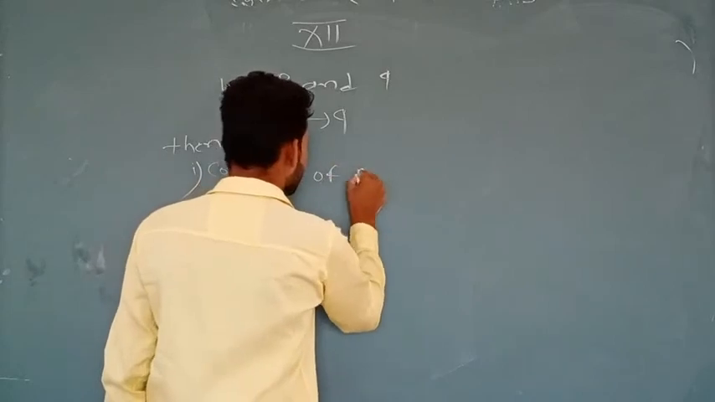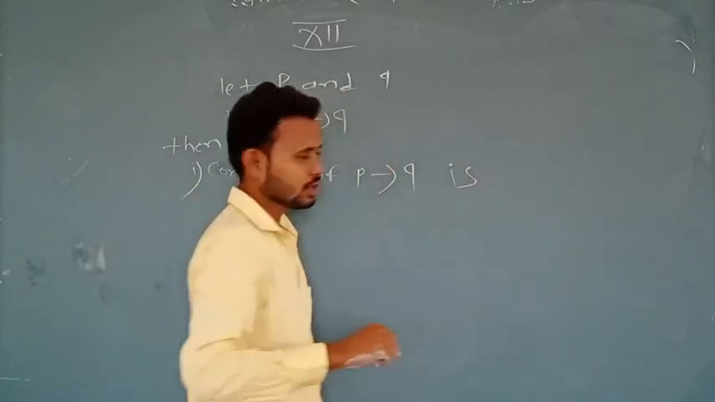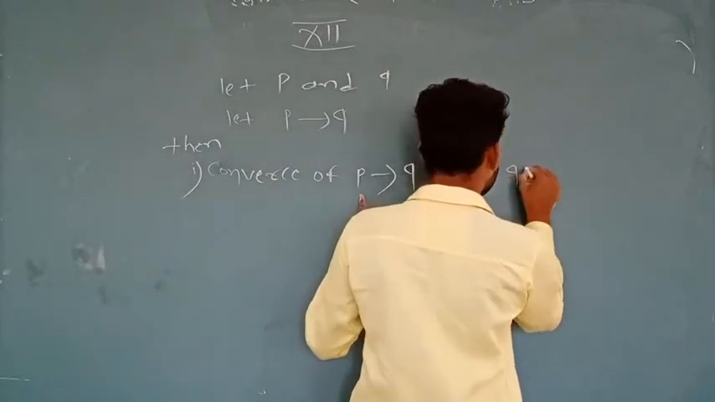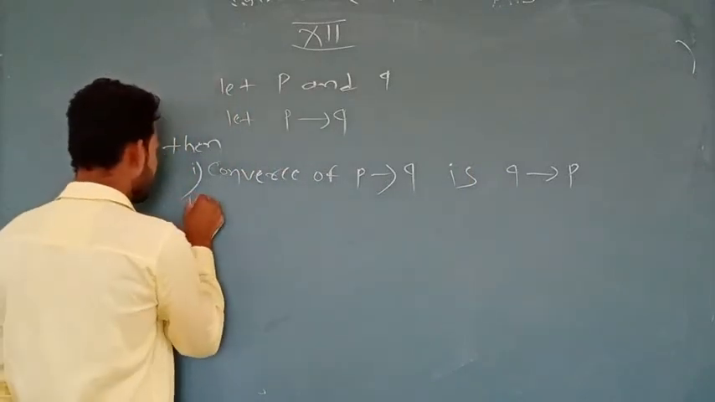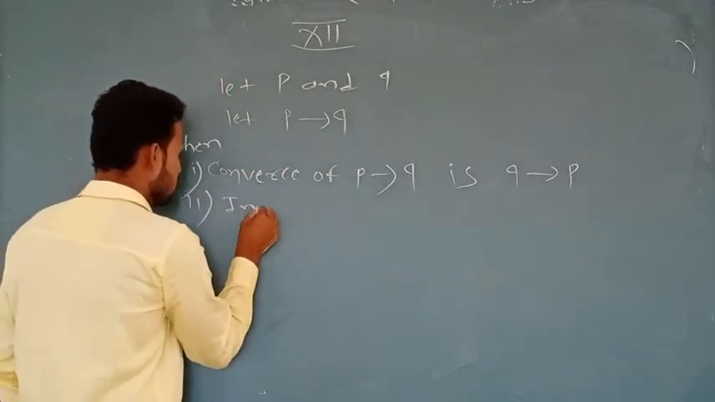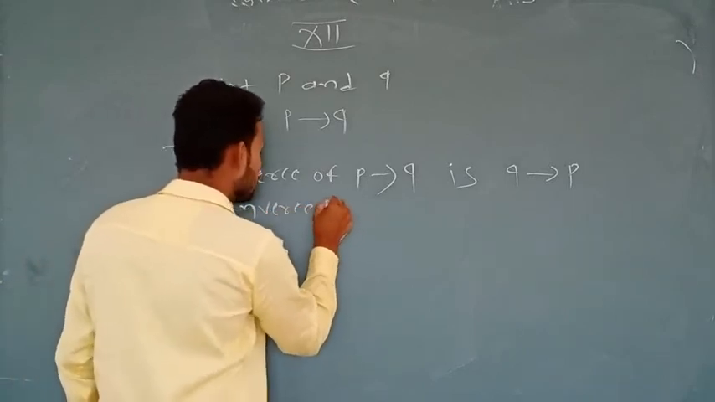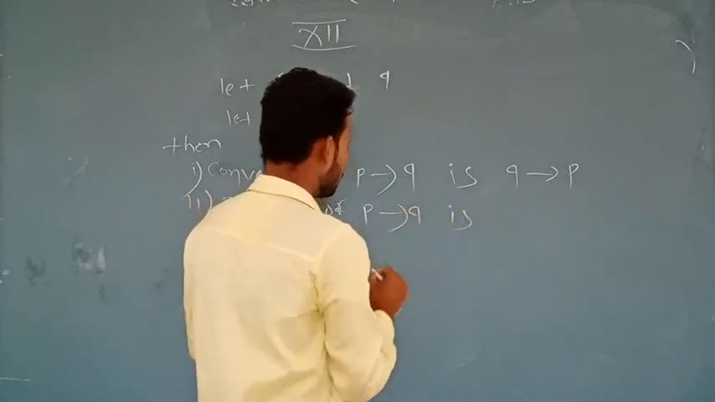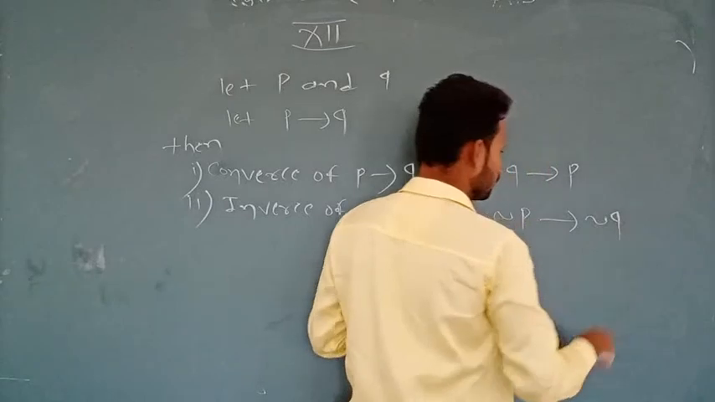The converse of the conditional P implies Q. What is the converse of P implies Q? Just take this: the converse is Q implies P. The second one is the inverse. The inverse of P implies Q is the negation of P implies the negation of Q.